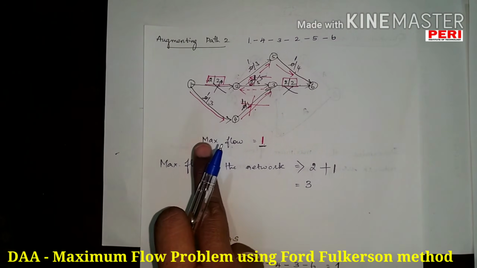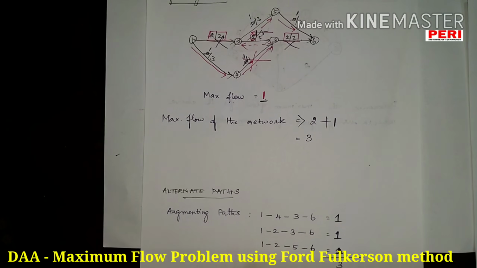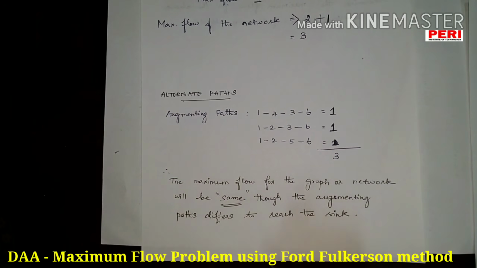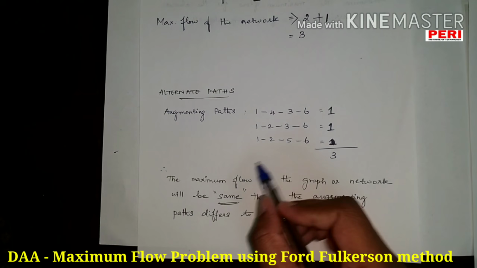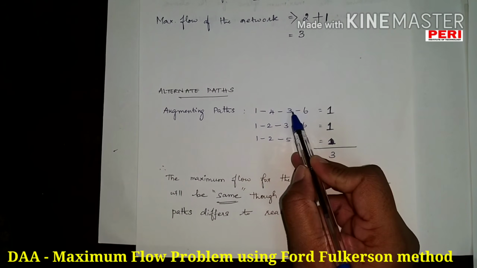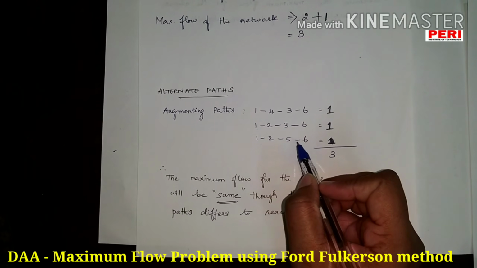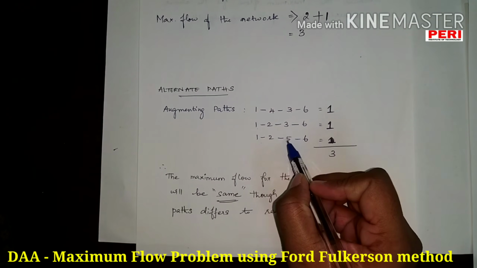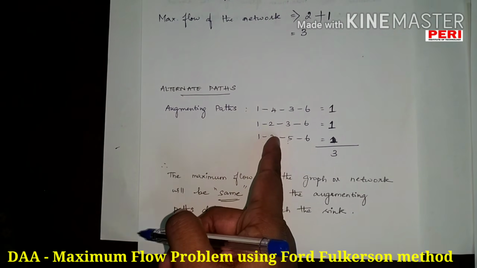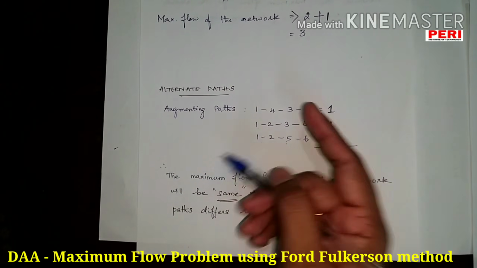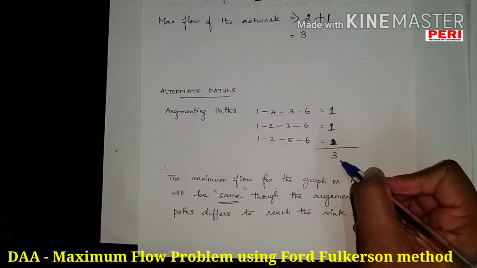Now I have chosen these 2 augmenting paths to find the answer, right? I'll show you the alternate paths. Instead of taking those 2 paths I have chosen for this example, you can even choose like this: 1 to 4, 4 to 3, 3 to 6. 1 to 2, 2 to 3, 3 to 6. 1 to 2, 2 to 5, 5 to 6. These 3 paths are also available. So instead of taking those 2 paths that I have taken for the example, you can even consider these 3 paths to reach the destination. Even if you calculate through these 3 paths, your answer will be 3 anyway.